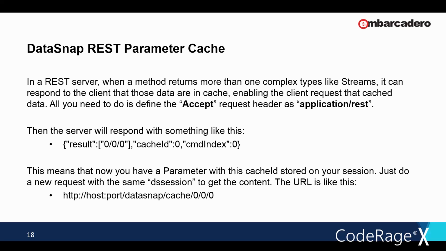In summary, when a method returns one or more complex types like streams, it can tell the client that those data are stored in cache, and then tell the client how they can get this information. So the first time, it will answer with content like this, that means the IDs of the method, cache, and parameters. So the client can make another request like this and ask the server to give back that information that's in the cache.